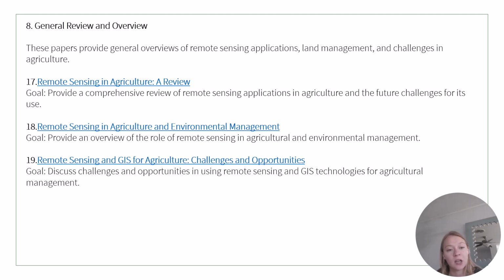So paper 17 highlights remote sensing in agriculture, a review. The goal here is to provide a comprehensive review of remote sensing applications in ag and the future challenges for its uses. Paper number 18 highlights remote sensing in ag and environmental management. The goal here is to provide an overview of the role of remote sensing in ag and environmental management. Paper 19 is remote sensing and GIS for agriculture, challenges and opportunities. So the goal here is to discuss the challenges and opportunities in using remote sensing and GIS technology for agricultural management.